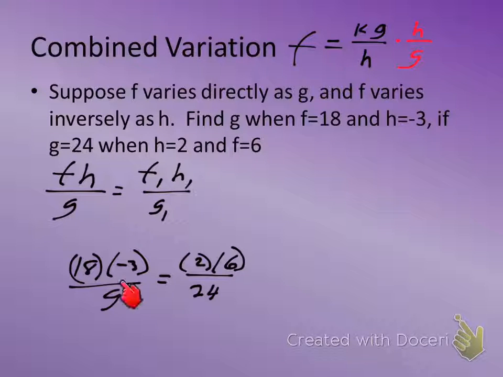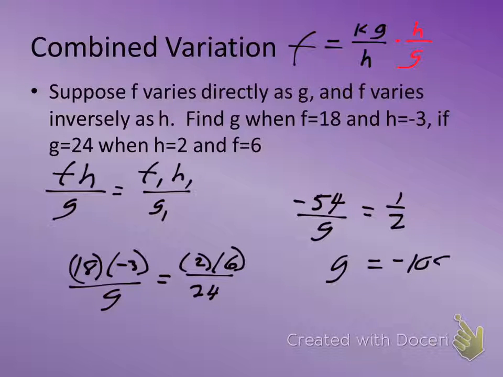So we're going to do some simplifying here. 2 times 6 gives you 12, and 12 over 24 gives you 1/2. I should have done the other way first, my fault. So 18 times -3 gives you -54. Let's do that over g, which equals 1/2. So then you cross multiply. g times 1 gives you g, and then -54 times 2 gives you -108.